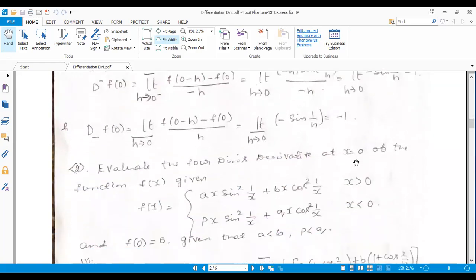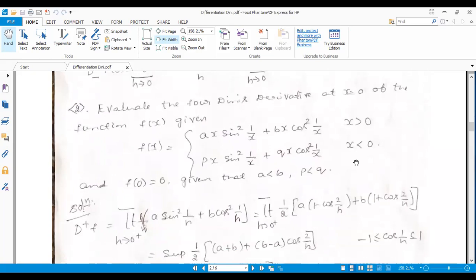Now, next problem: evaluate the four Dini derivatives at x equal to 0 of the function f(x) given by f(x) = ax sin²(1/x) + bx cos²(1/x) for x greater than 0 and x less than 0, with different constants on each side, and also f(0) = 0, given that a is less than b and p is less than q. Here you can make two types of problem.